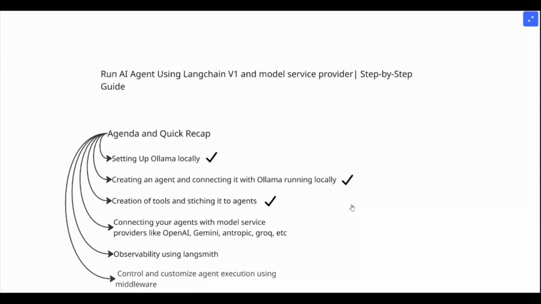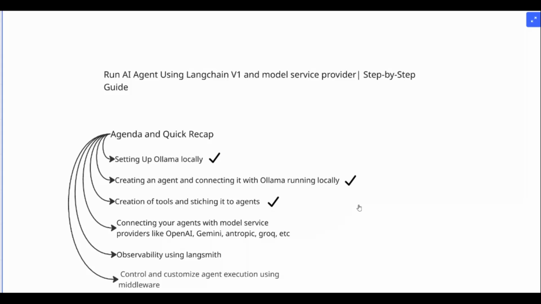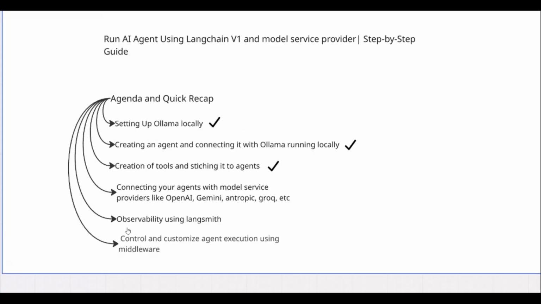Let's get started. Today, we'll explore how different model providers, such as OpenAI, Gemini, and others, can be integrated into our AI agent. We'll also look at how to design our agent in a way that allows us to switch providers easily in the future. In upcoming videos, we'll learn about observability using LangSmith and see how we can control and customize our agent's execution through LangChain's middleware functionality.